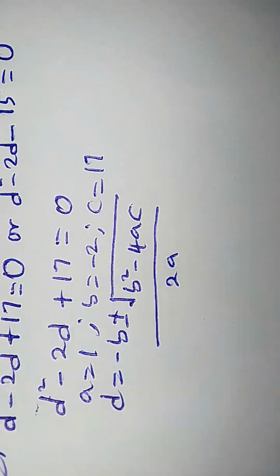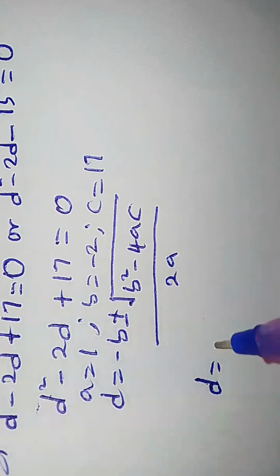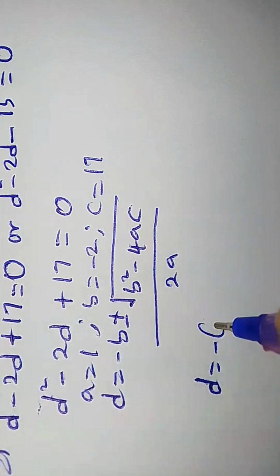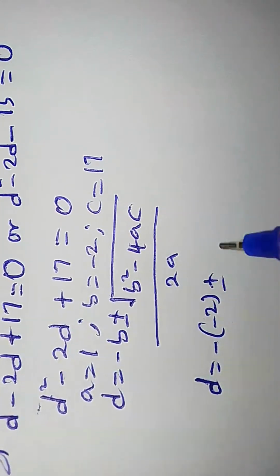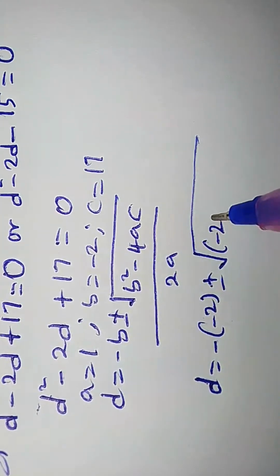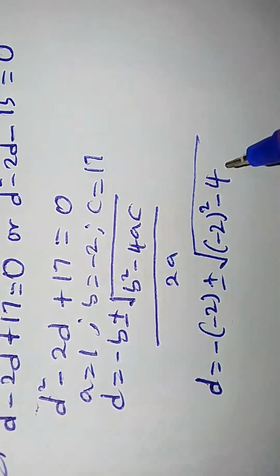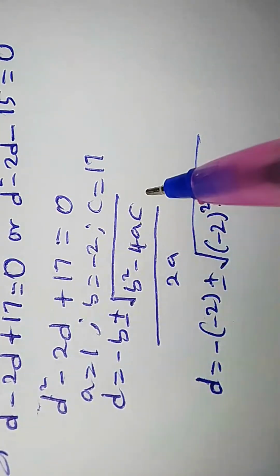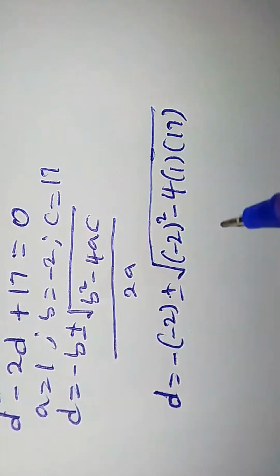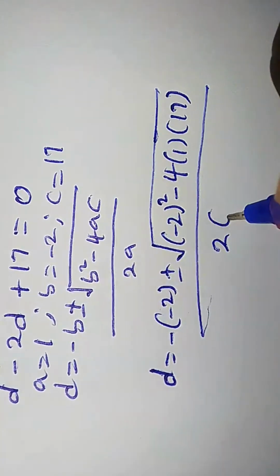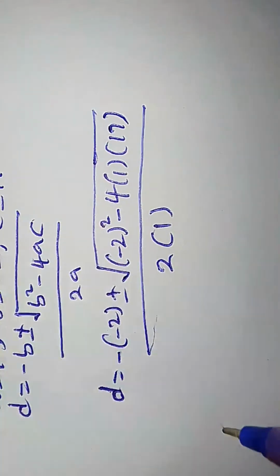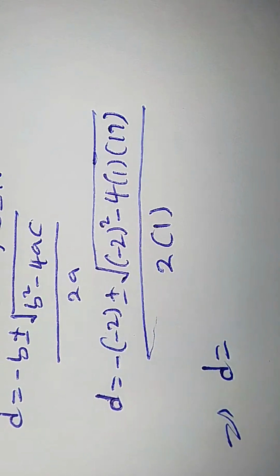Let's continue. So we have d equal to minus, what is b? b is negative 2, so we plug that in, plus or minus the square root of b^2, that will be (-2)^2 minus 4. What is a? a is 1 and c is 17. So we have 4 times 1 times 17, all divided by 2 times a, which is simply 1.